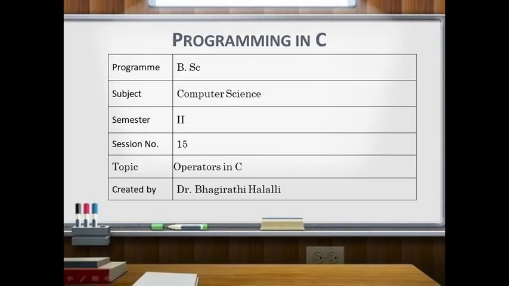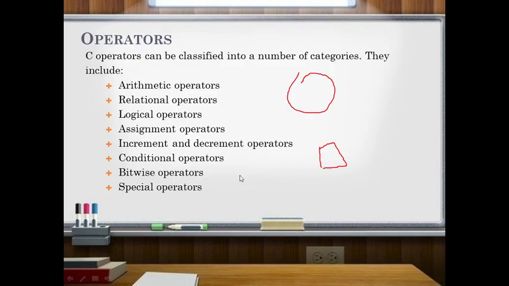So the operators in C are listed like arithmetic operators. As you know, arithmetic operators are plus, minus, multiplication, division and mod. And then relational operators, like greater than, less than. And logical operators: and, or, not. Assignment operators we are using.